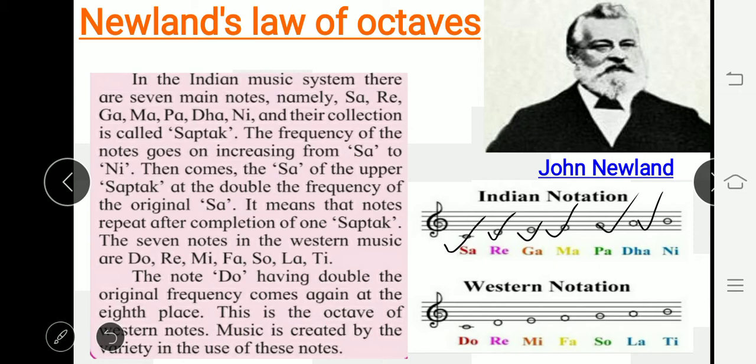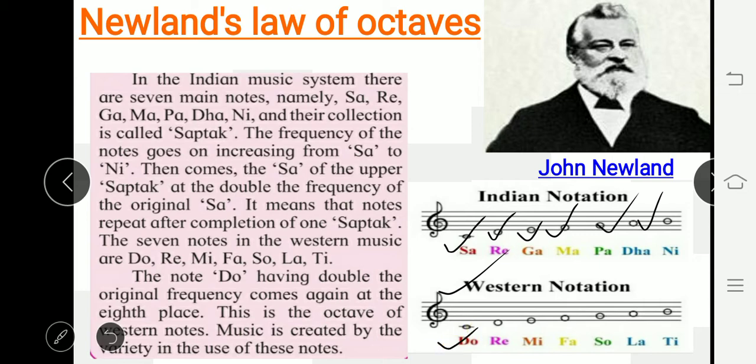Though the frequency is now different, you will be able to hear the same sa. So here the frequency will be doubled, but the sound will be the same, that is sa. The same thing happens in Western notation also.